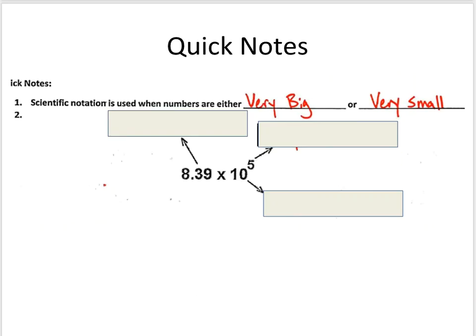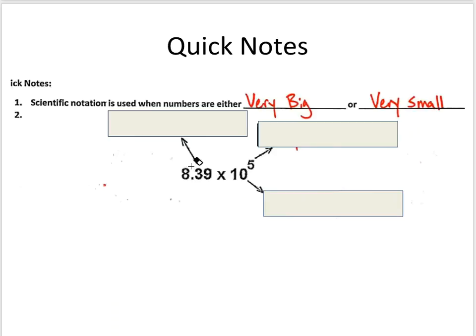Let's get into it. For your quick notes, there are a few things that you need to know. Scientific notation is used when numbers are either really, really big or really, really small. And each part of scientific notation, this is an example of that right here on your screen, has a name. And so throughout this little short video, I'm going to be referring to each part of the way we write scientific notation using their name.